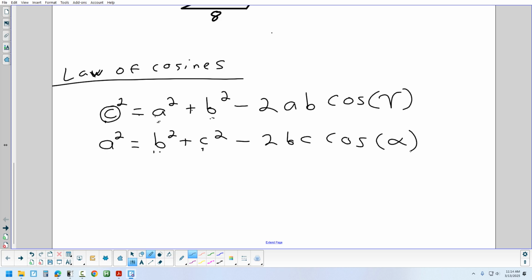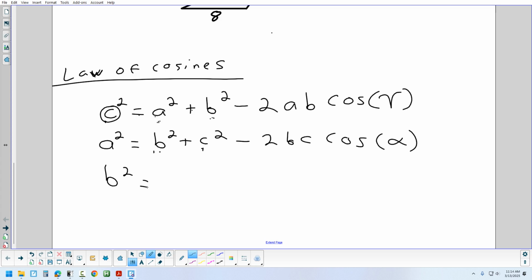I mean, you can write this infinitely many ways if you use all different letters. You could use letters A, B, and C. You could use X, Y, and Z. You just have to follow that same pattern. So this isn't really three different formulas. It's the same formula, just written different ways.